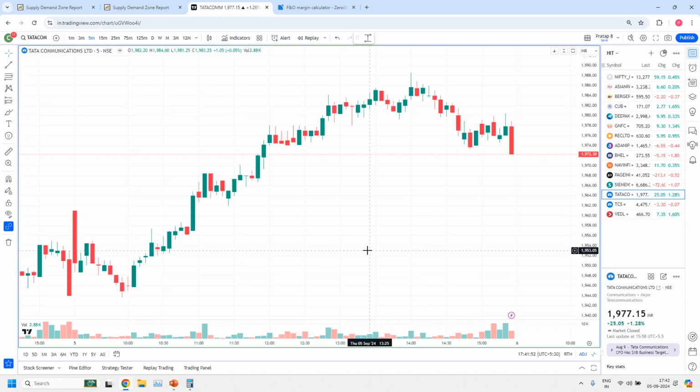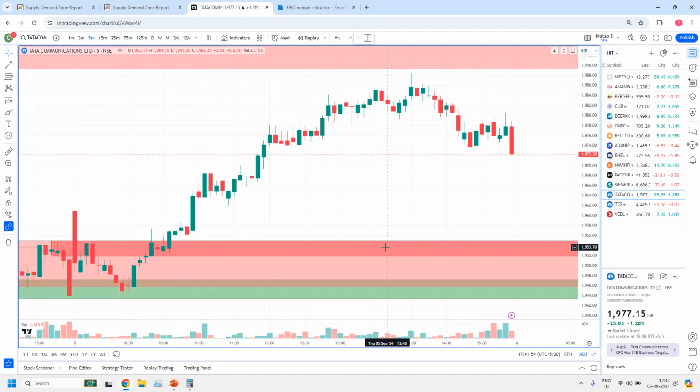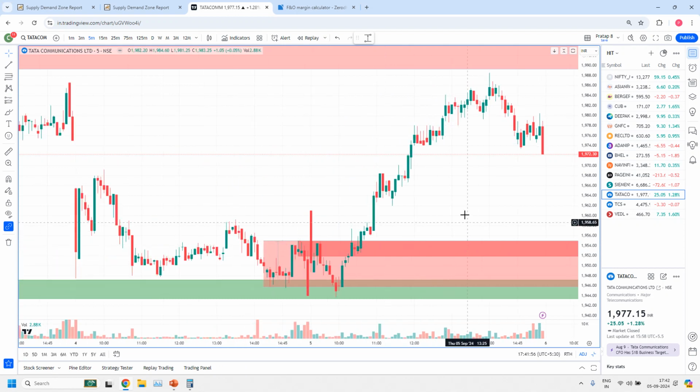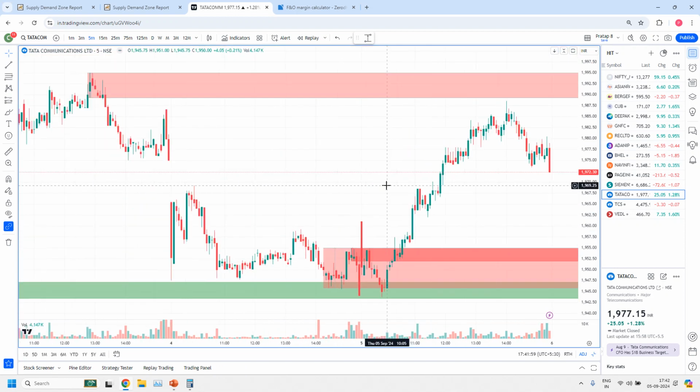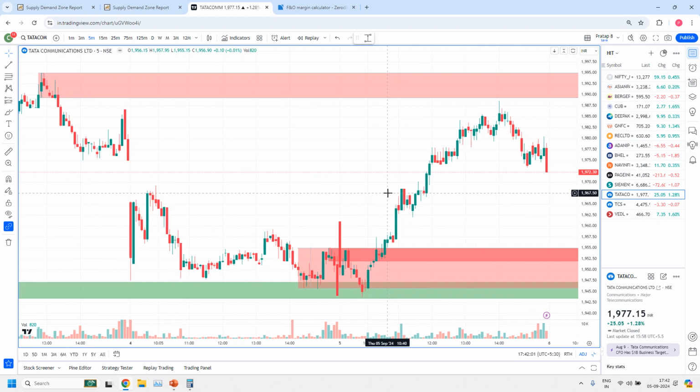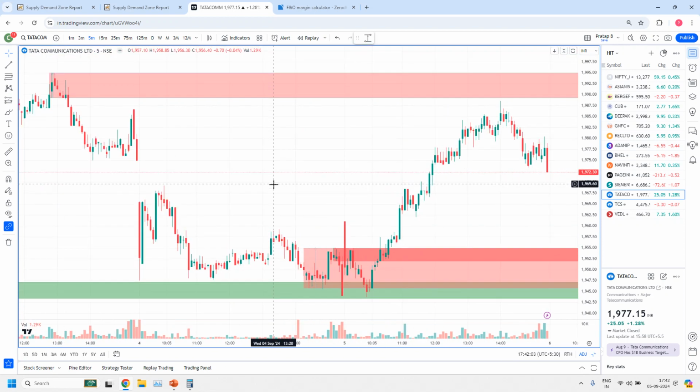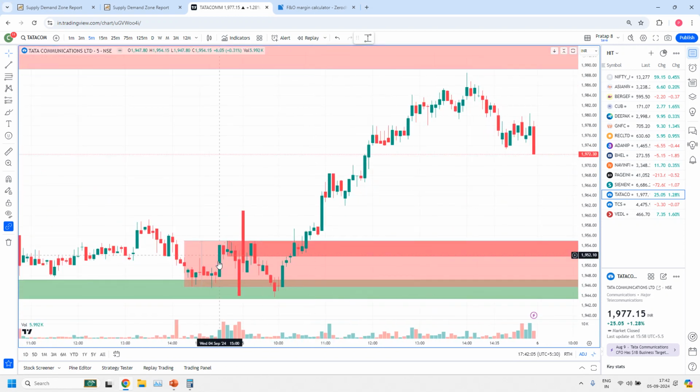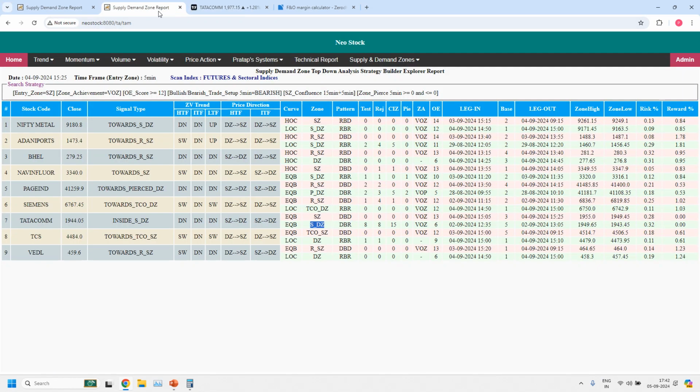Tata Communication only violated, right? Yes. See, here we have Tata Communication. We have a bearish trade setup. This is a bearish trade setup for hourly income trade, and this 5 minute zone is in confluence with the 15 minute zone.